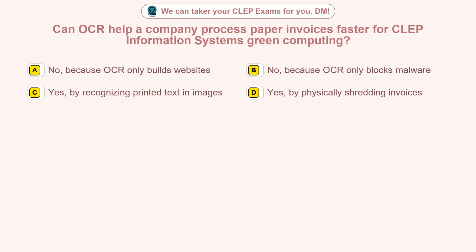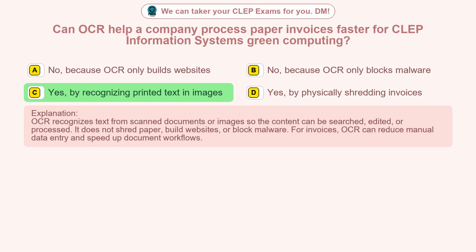Question 6. Can OCR help a company process paper invoices faster for CLEP Information Systems green computing? Option A. No, because OCR only builds websites. Option B. No, because OCR only blocks malware. Option C. Yes, by recognizing printed text and images. Option D. Yes, by physically shredding invoices. The correct answer is option C. Yes, by recognizing printed text and images.